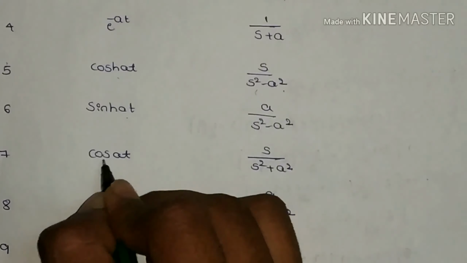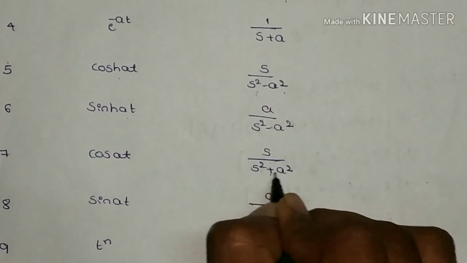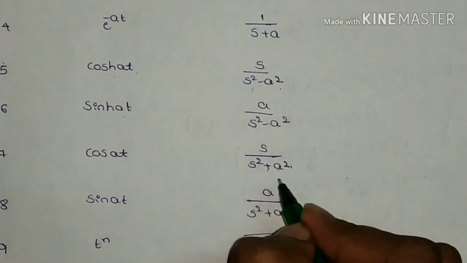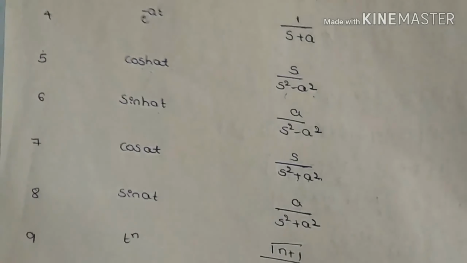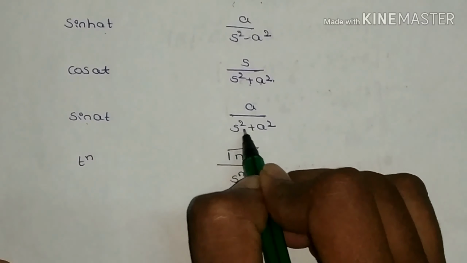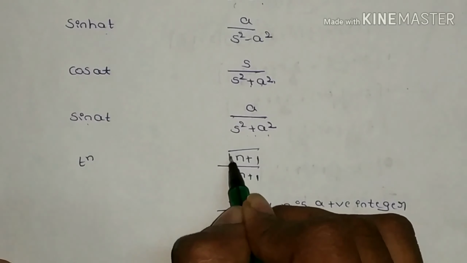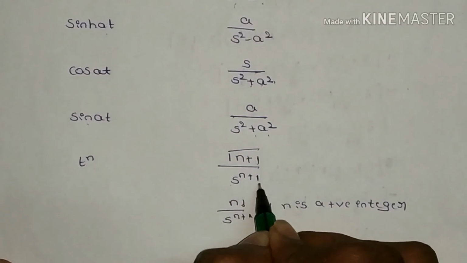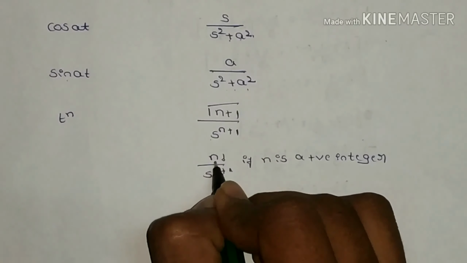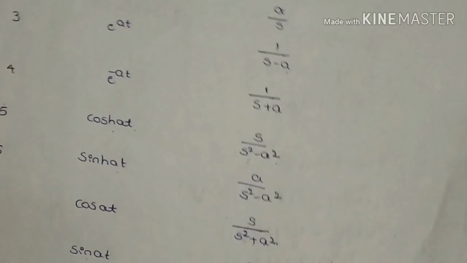Here a is a constant. Similarly, Laplace transform of cos at can be written as s divided by s square plus a square. Cos hyperbolic at has s divided by s square minus a square, and cos at has s divided by s square plus a square, so look carefully. And then Laplace transform of sin at is a divided by s square plus a square, and Laplace transform of t raised to n is gamma of n plus 1 divided by s raised to n plus 1. If n is a positive integer, this can be written as n factorial divided by s raised to n plus 1.